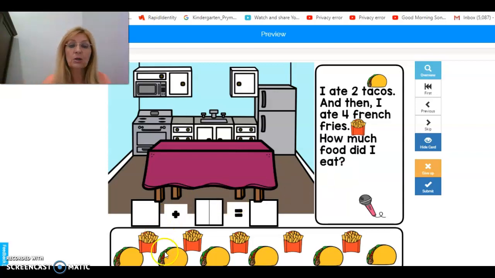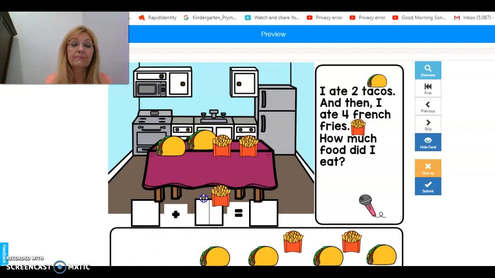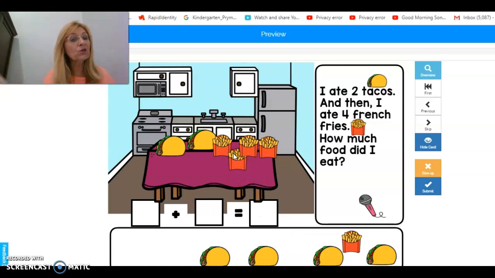So if you ate 2 tacos, let's put them up here. 1, 2 tacos. See the 2? And then it says what? 4 French fries. So you got to add how many French fries? Yes, 4. Whoa, that's a lot of French fries to eat. 1, 2, 3, 4. 4 French fries. So it says, how much food did I eat? See the question mark? How much in all? What do we do? How much did he eat? You tell me. Yes, he ate 2 tacos and 4 French fries. 2 and 4 is 6.